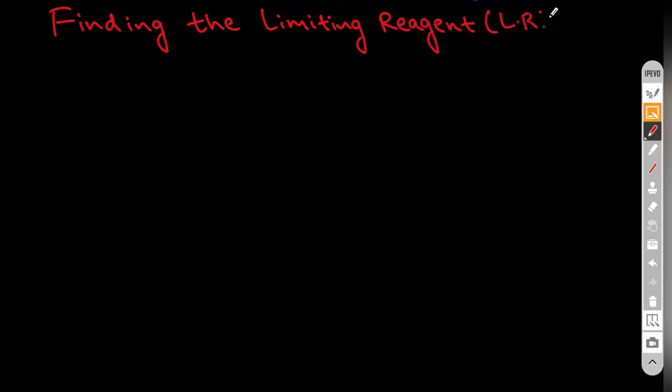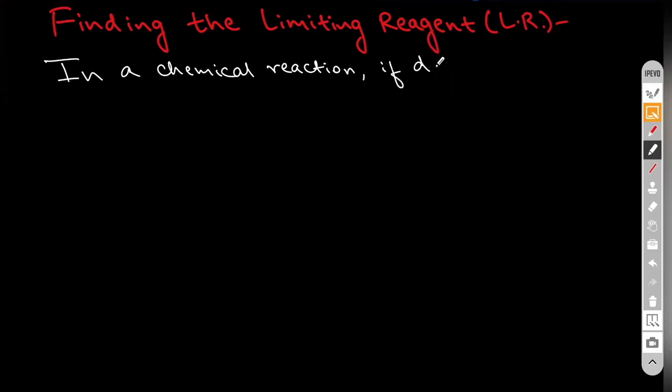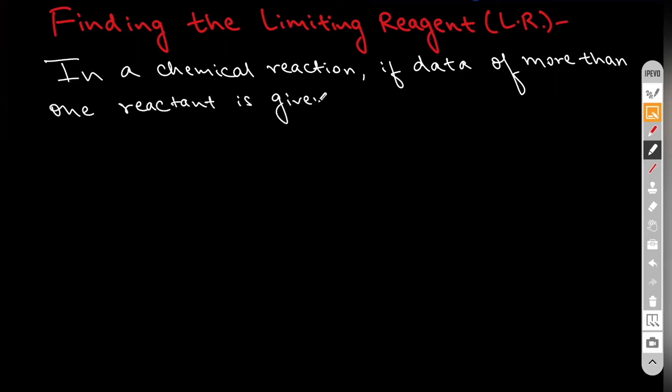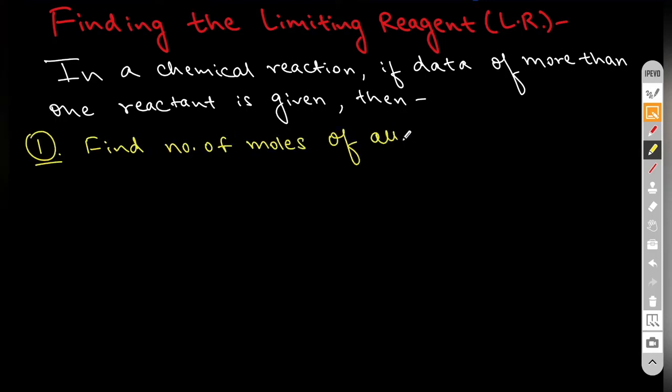Now we will write finding the limiting reagent, LR. Now we will discuss the procedure for how to find the limiting reagent in a given reaction. So we will write a few steps. First, in a chemical reaction, if data of more than one reactant is given, then we'll follow a few steps. Step number 1: find the number of moles of all reactants.